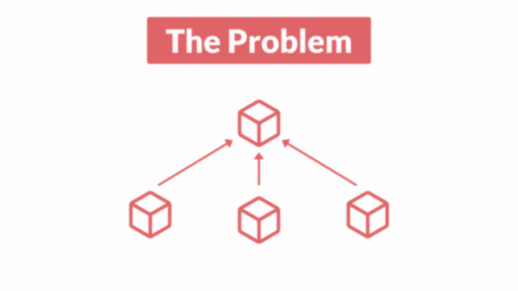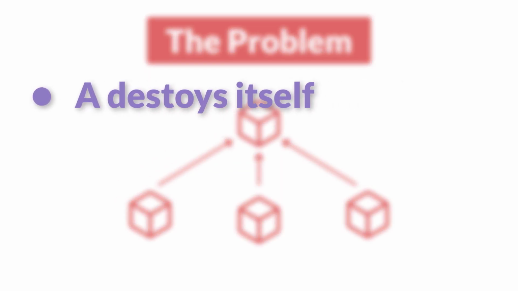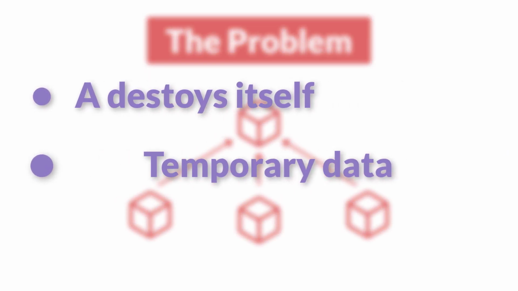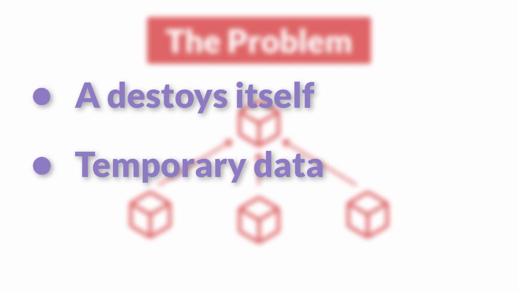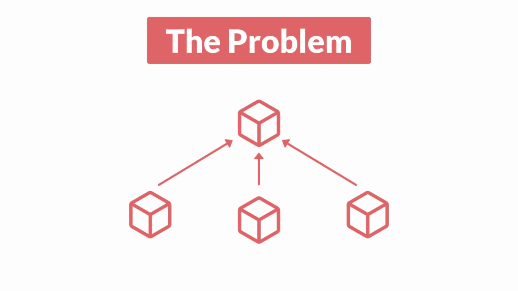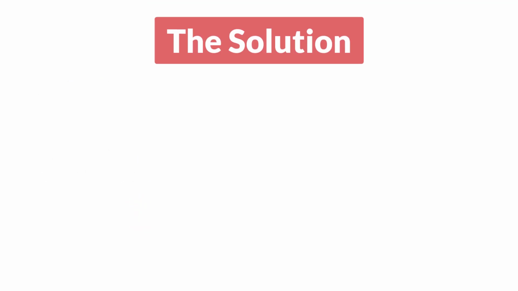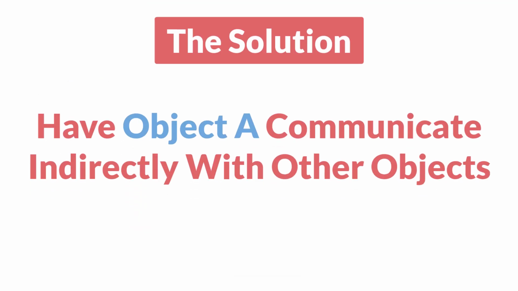For example, what if A is going to destroy itself after it runs its code, or it needs to report something that will be true only for the moment that A is running its code? The pub/sub pattern resolves this issue by allowing A to indirectly communicate with as many objects as necessary, whether that number is 0 or 100. And it works like this.